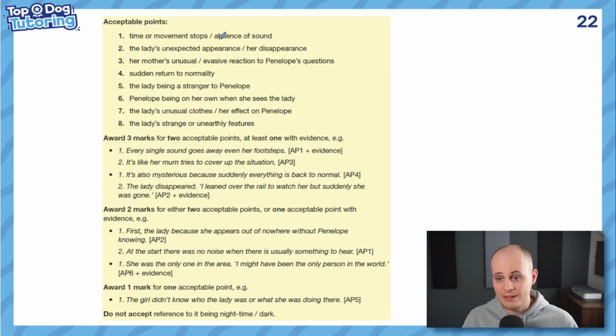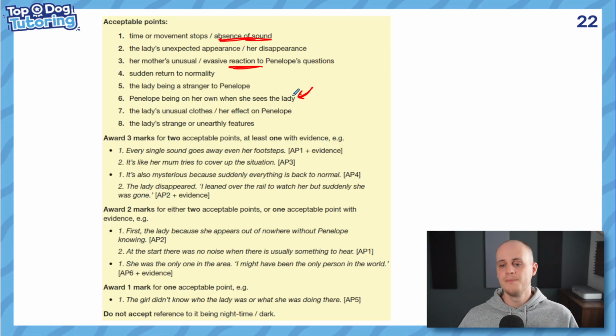The absence of sound, okay? The lack of sound. The lady's unexpected experience, the fact that she just appears there and then disappears later on. Her mother's unusual reaction, that's what we were just talking about. The sudden return to normality, so we talked about that when we were reading the text, how it's a bit odd that it's like time stops in it and then suddenly everything just goes back to normal. That's quite mysterious. The lady being a stranger to Penelope, but just like in her house, a bit odd. Penelope being on her own when she sees the lady. I'm not really sure that's a strong one, but like we've said before, the mark scheme's forgiving.